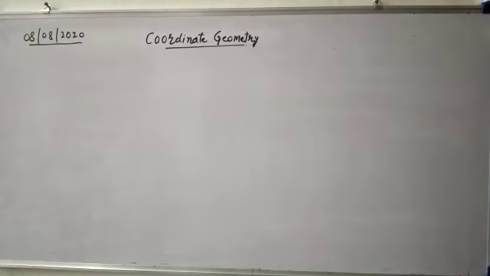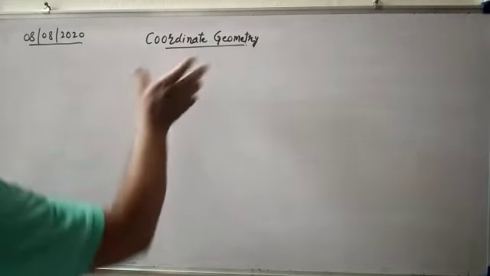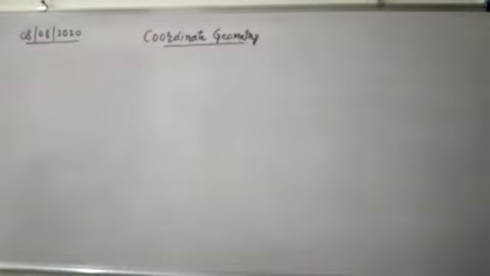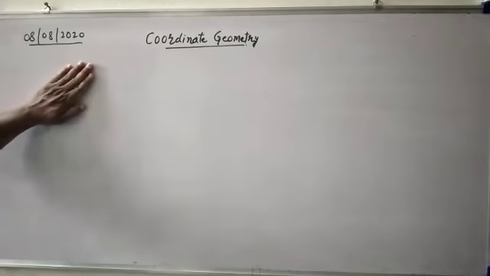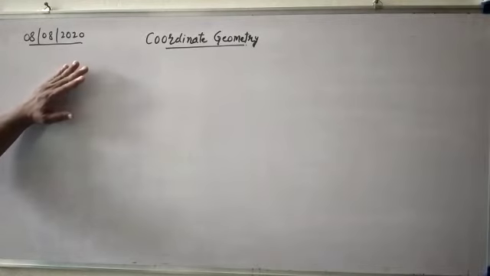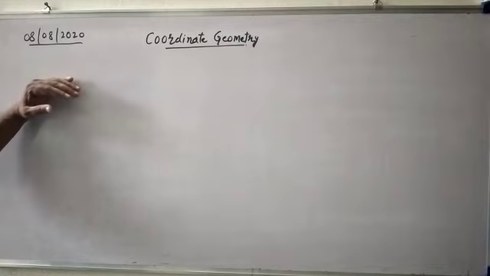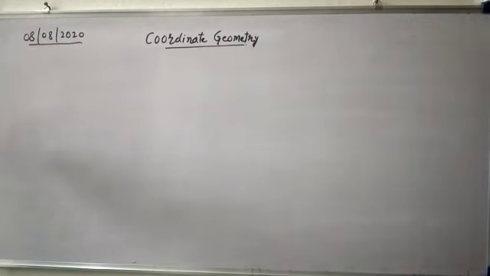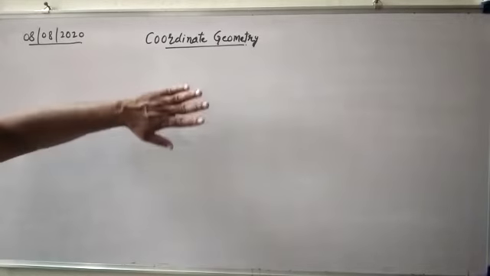Good morning, children. As we have started this coordinate geometry yesterday, we have discussed the Cartesian plane, XY plane, horizontal line, vertical line, and how these lines intersect and divide the plane into four quadrants. We have also found the position of a point on the Cartesian plane.